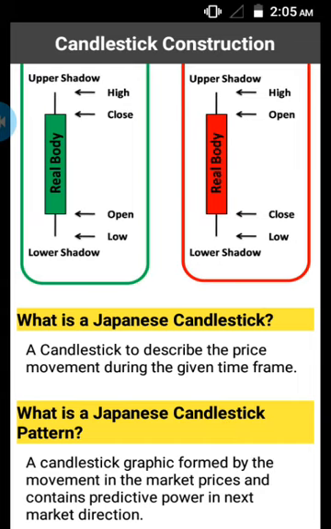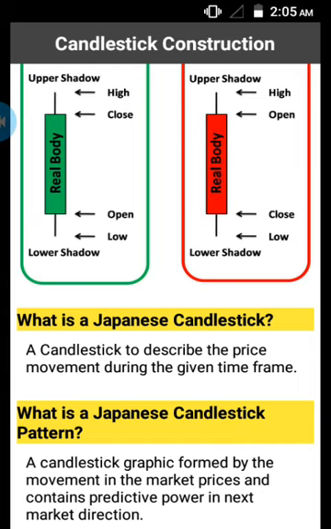Now, all those two indications above there, that line that is pointing up there, that line that is above the real body, it is called an upper shadow. Okay, it's called an upper shadow. And then you look downwards, the line that is pointing down there, it is called a lower shadow.